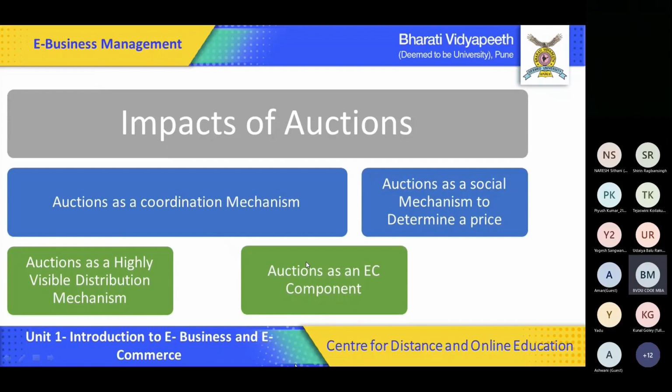Then the second impact of the auction is auction as a social mechanism to determine a price. People use auction because they want to identify how much price they will get for a product which is available with them in the market. So sometimes they use it as a mechanism with the help of which they just want to determine the price. Then auctions as a highly visible distribution mechanism.